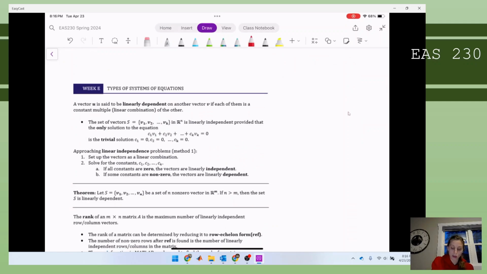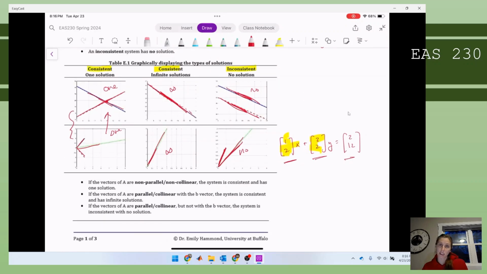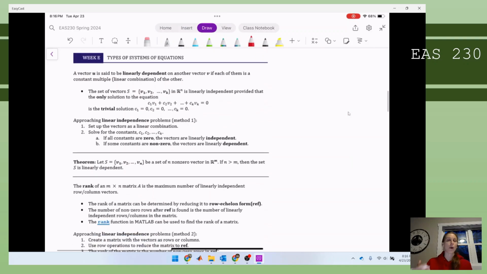So there's a couple different ways that we can figure out whether or not we have a consistent system or an inconsistent system. If we have one solution, infinite number of solutions, or no solution. The first one is setting up our vectors as a linear combination. So our vectors are said to be linearly dependent on one another if one of them is a constant multiple of the other. So if we want to figure out if they're constant multiples of the other, we write it out as a linear combination. So C1 V1 plus C2 V2 plus C3 V3, etc. Set that equal to 0 and solve for our constants. Solve for C1, C2, C3.